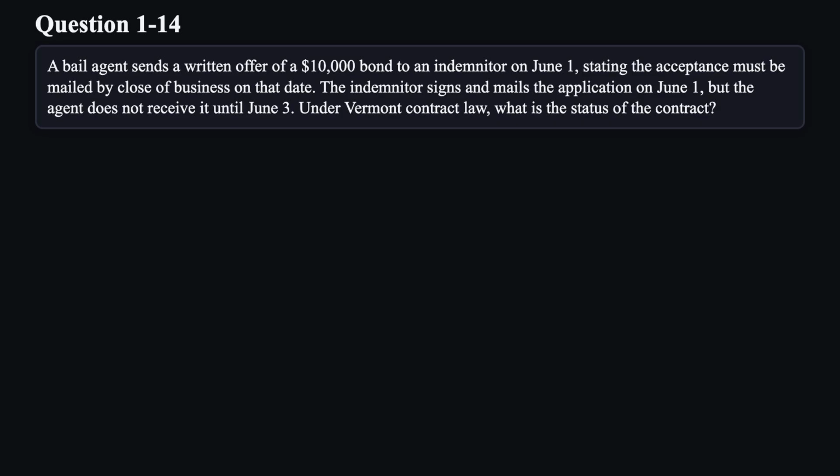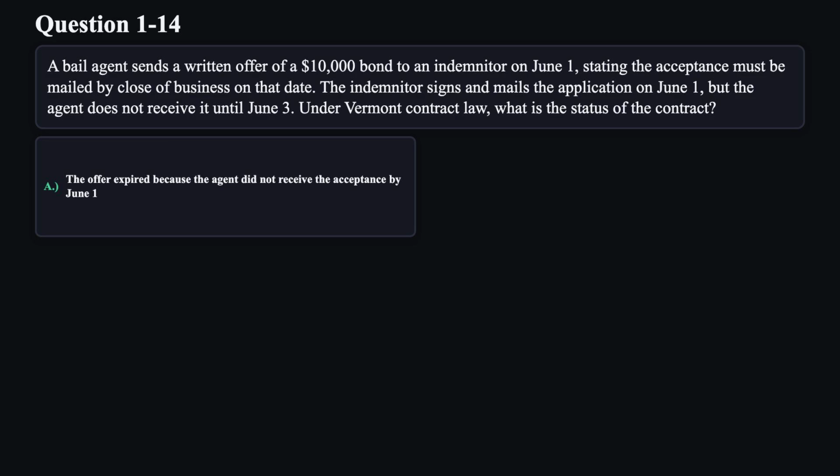Question 14. A bail agent sends a written offer of a $10,000 bond to an indemnitor on June 1st, stating the acceptance must be mailed by close of business on that date. The indemnitor signs and mails the application on June 1st, but the agent does not receive it until June 3rd. Under Vermont contract law, what is the status of the contract?